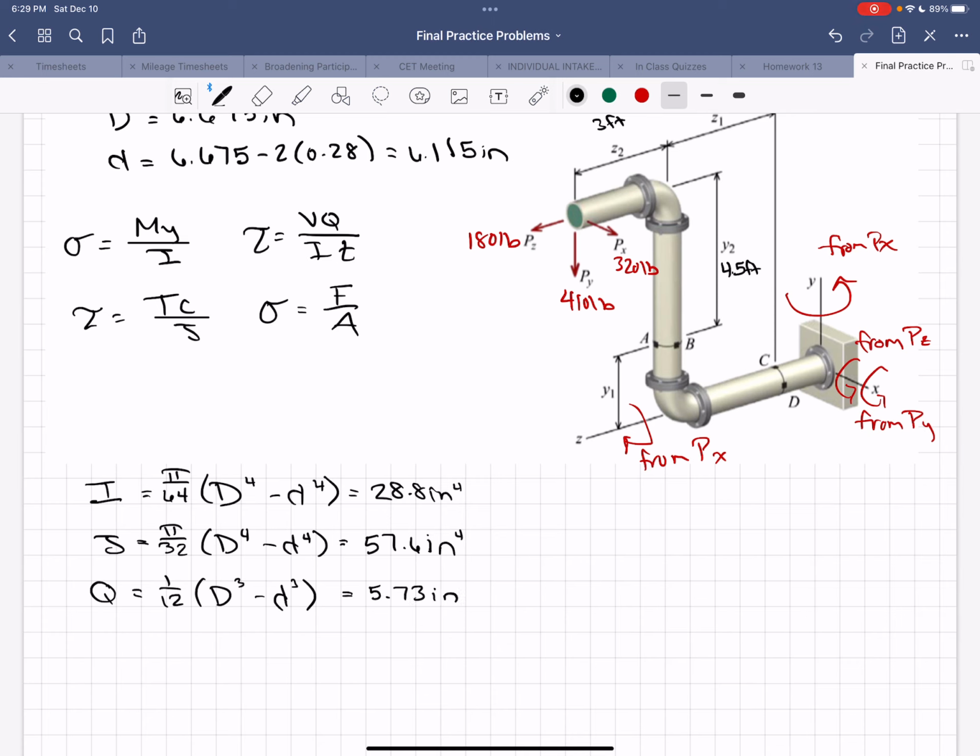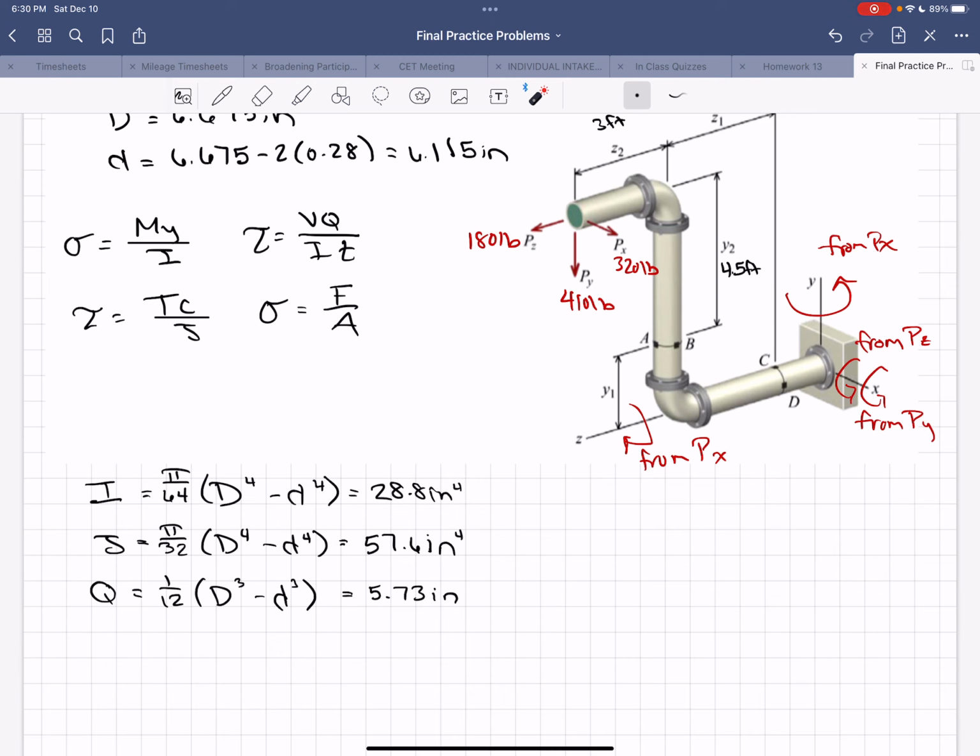And that's going to be 5.73 inches cubed. And then in this one, PY is going to cause an axial load here, and PZ is going to cause an axial load here. So we have axial loads this time, which I have that equation here. So this time we have bending, we have bending shear, we have torque, and we have axial. So everything's going on here.